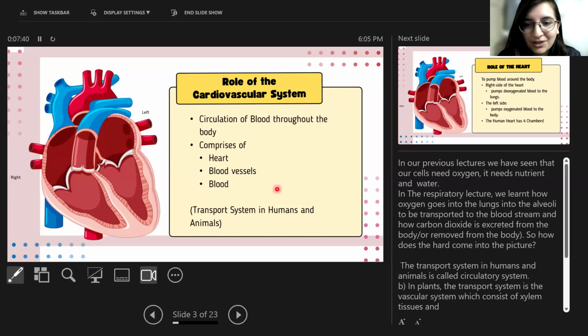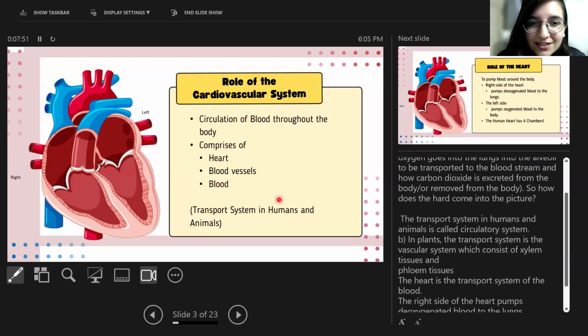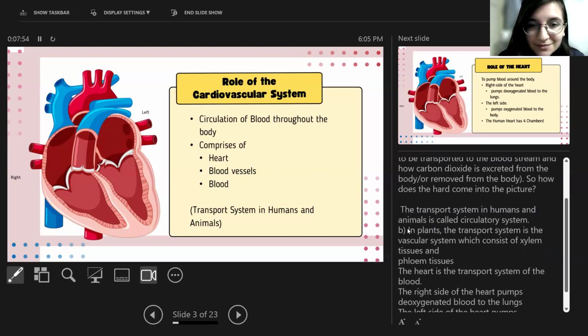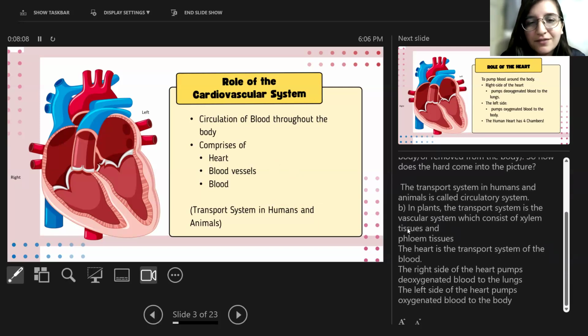Like, how does this come into the picture? Remember, blood is involved, the bloodstream. So hence we go into the system. You see all the systems are still connected to each other in one way or another. So the cardiovascular system, or the circulatory system, is like the transport system in humans and in animals. In plants, they have their own system called the vascular system, which consists of other tissues called xylem and phloem, but we won't learn that. We're just focusing on the human.